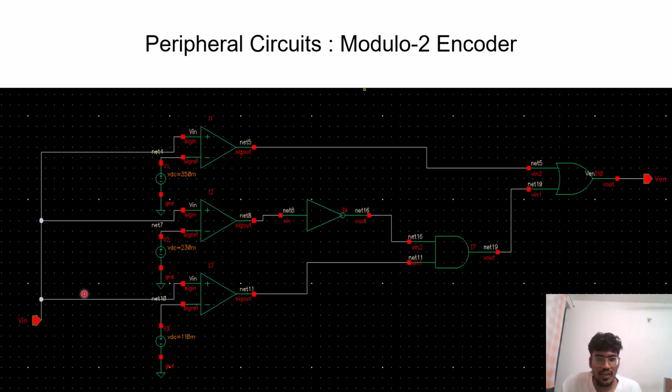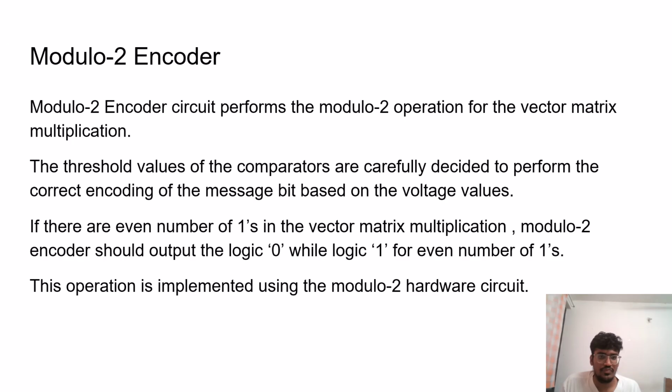The output of the transimpedance amplifier is given as the input to the three comparators as shown. From our observations and based on the principle of the modulo 2 encoder, we have fixed these threshold values, which are the reference of the comparators. Based on the reference values and the input values, the comparator output will be high or low. And here the final message bit will be the encoded message bit that we obtained finally. This is the same as what I explained in the diagram, as we represent in the text here.